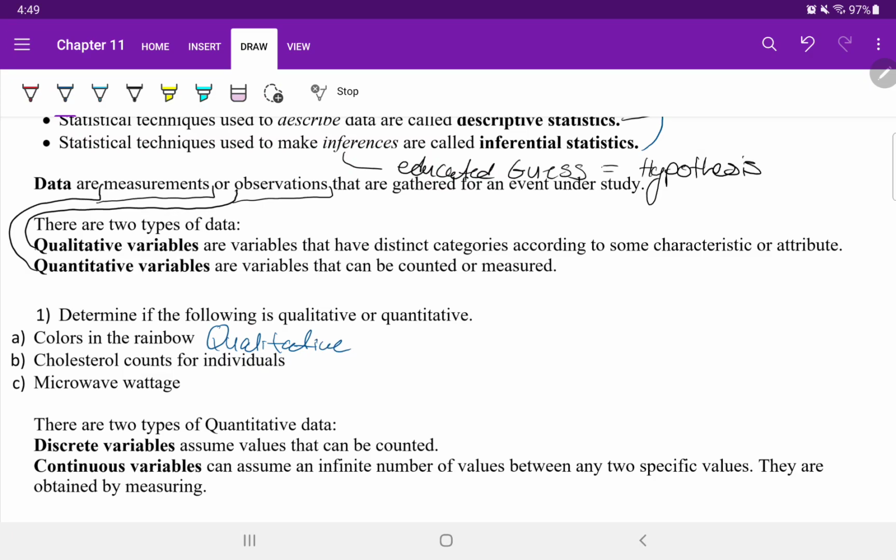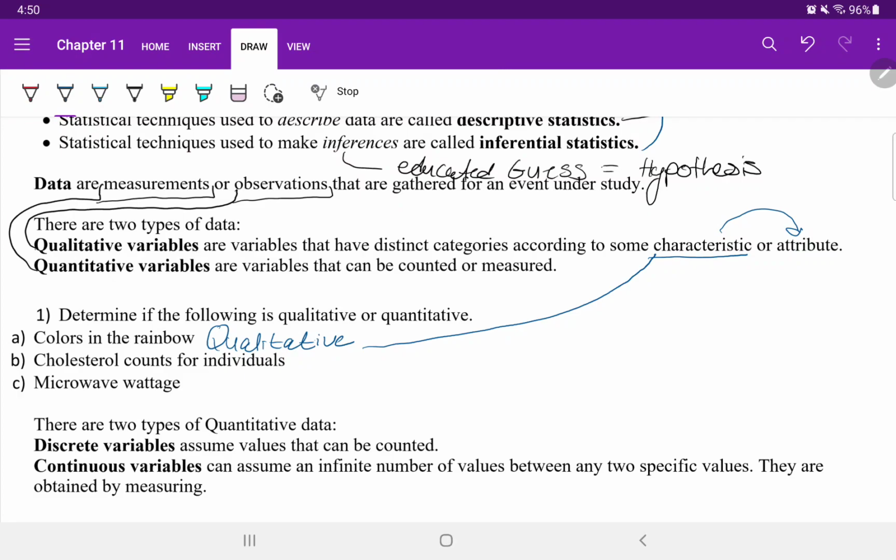The colors in the rainbow are the characteristics of your rainbow. The colors in the rainbow are the attributes that make up the rainbow, which is red, green, indigo, violet. I don't remember the colors in the rainbow. I'm sorry. But yes, that is qualitative.